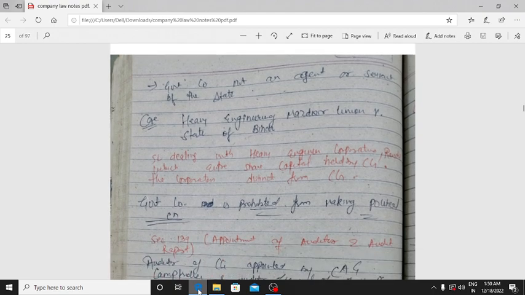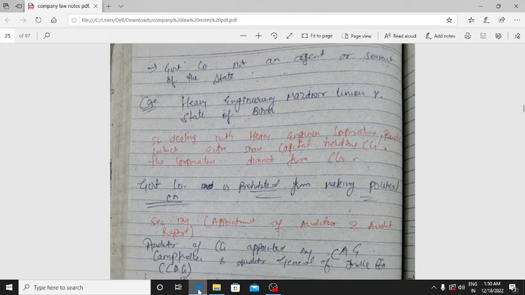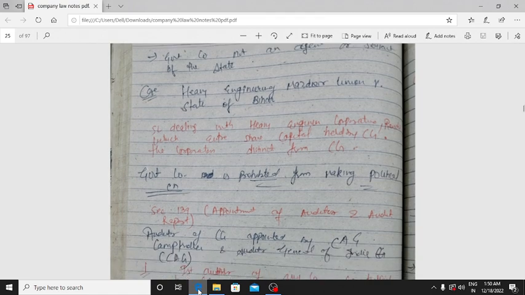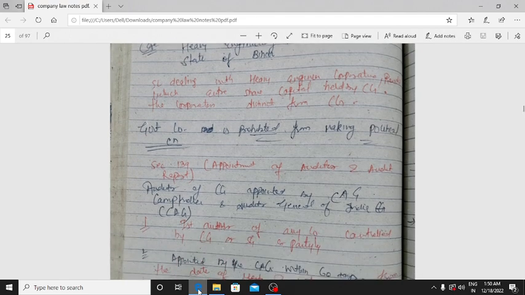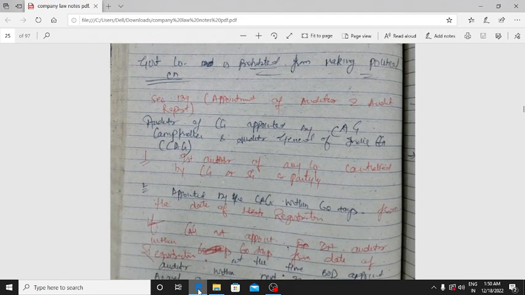There is a case of Heavy Engineering Mazdoor Union and State of Bihar. It deals with Heavy Engineering Corporation, whose entire share capital is held by the central government and which is a corporation derived from the central government. There is also a prohibition on making political contributions.